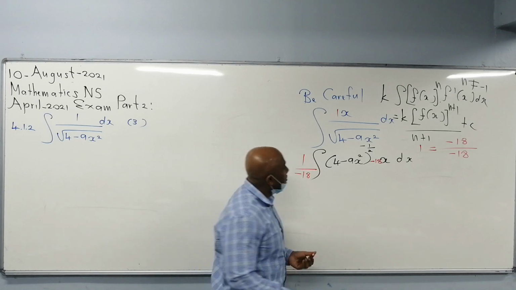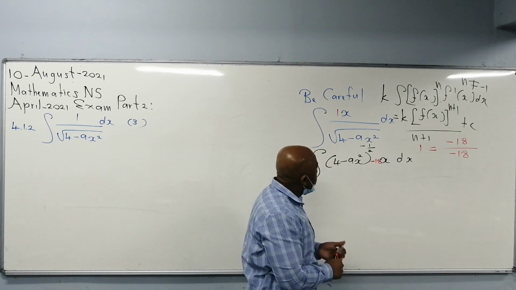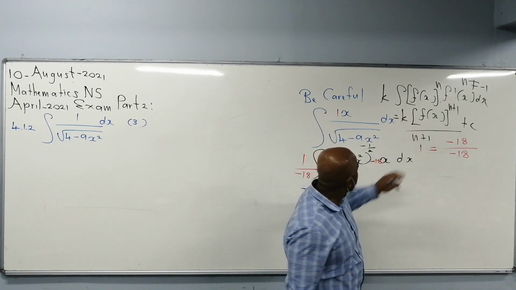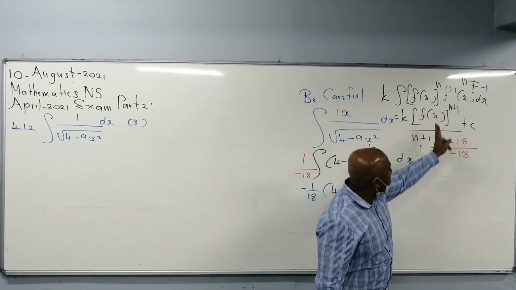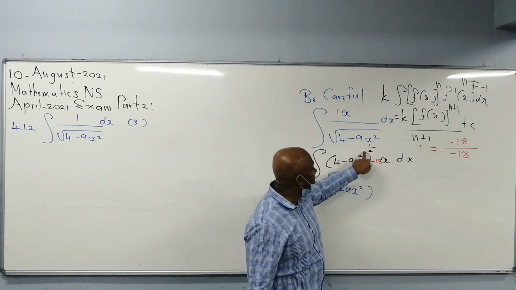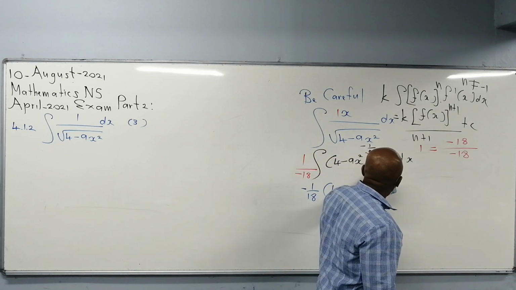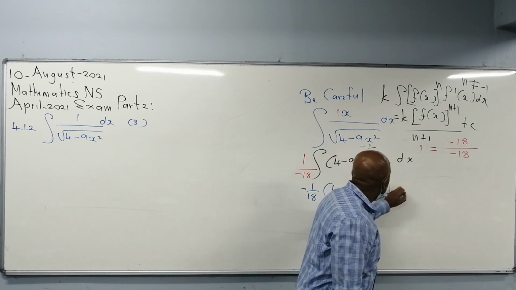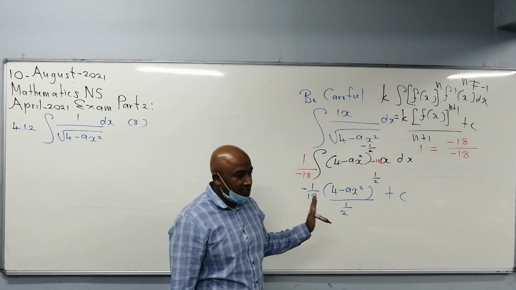So what did I just do? I got my k now with my constant in front there. So the answer is going to be minus 1 over 18 f of x, which is 4 minus 9x squared, n plus 1, minus half plus 1, that's plus 2 over 2, so 2 minus 1 is going to be 1 over 2, all divided by 1 over 2, plus c. You can simplify this further. I'm not interested in that at the moment.